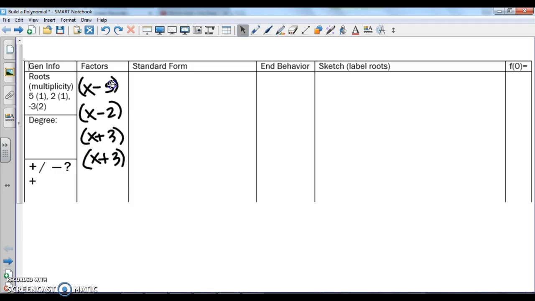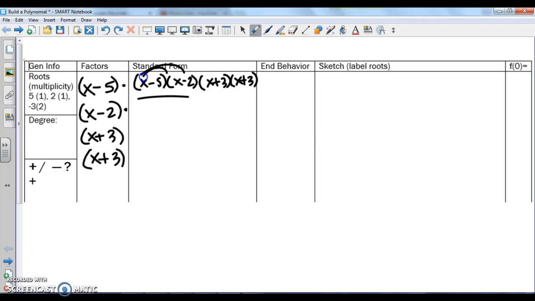Okay, now you're going to multiply these together to figure out what the standard form of the polynomial is. Once we know our standard form, that'll tell us our end behavior, which will help us sketch, and will help us find the y-intercept over here. So, here we go. We're going to multiply 2 at a time. So I'm going to multiply this one and this one together. Okay? So I'm doing x minus 5 times x minus 2 first. And you can write them all out up here if you want to. We're going to multiply them all together, but you only do 2 at a time. So I'm going to focus on these 2.